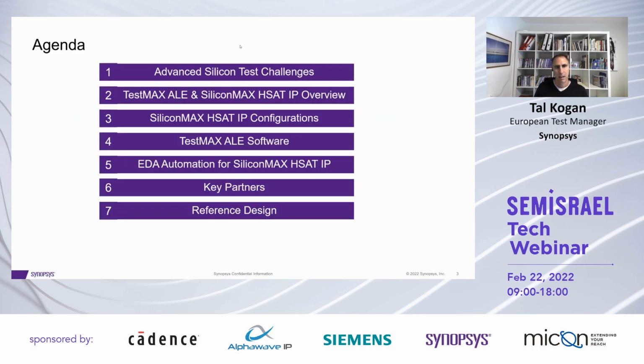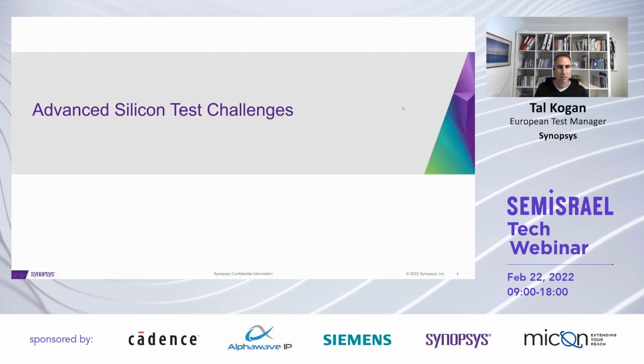Okay. This is the agenda we have for today. I'm going to talk about the advanced silicon test challenges. I'm going to talk about our solution, defective-parts-per-million and Silicon Max HSAT IP, and an overview on that. Different configurations that we offer, a bit about the software and EDA automation, and I'm going to also mention some key partners that we have and the reference design for this solution. So with that, let's deep dive into it.